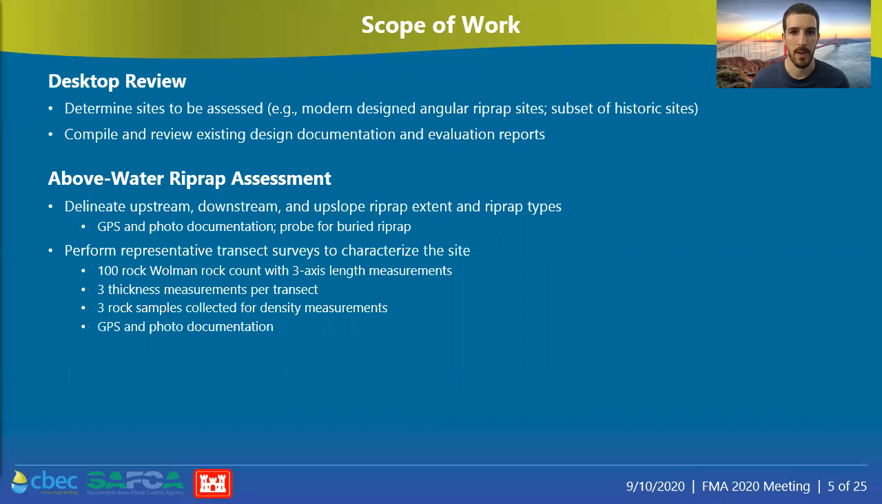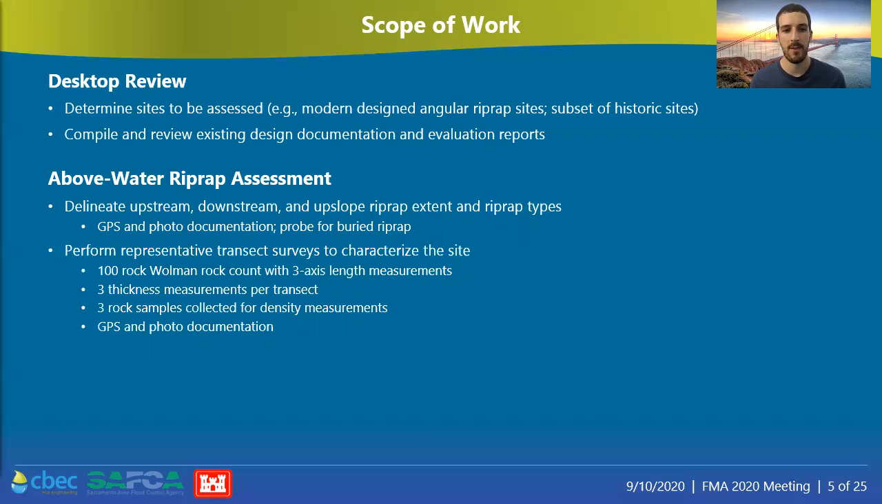In addition to the extent delineation, we perform representative transect surveys in order to characterize the site. Depending on the complexity of a site, there may only be one representative transect, but some could have as many as 3 to 5, depending on how the design changes along the length of the site, or how different revetment conditions change throughout the site.